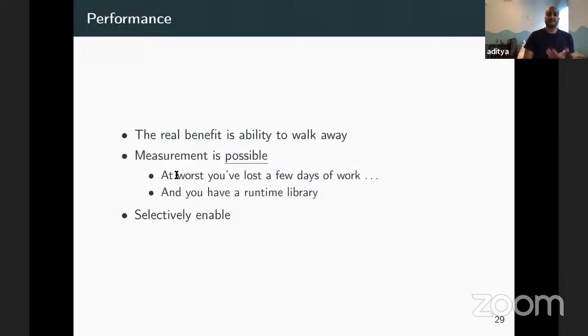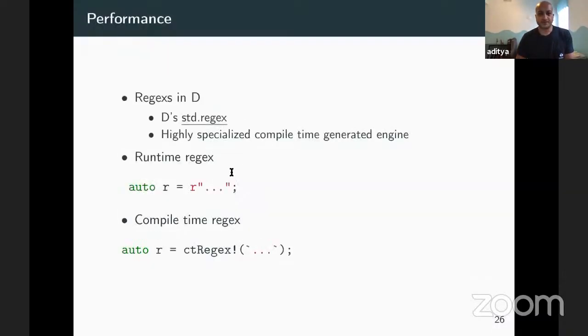But I want to say this is still a benefit. Having compile time evaluation in the way that it works in D is still a benefit, because it gives you the ability to just walk away. If something doesn't work out, you just change CT regex bang to R and just move on with your life.